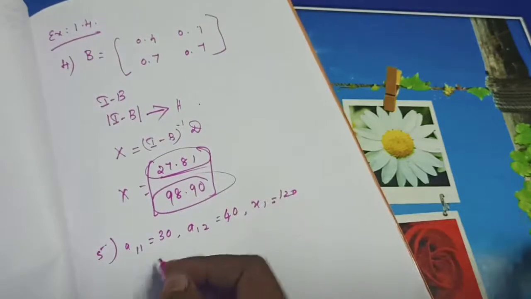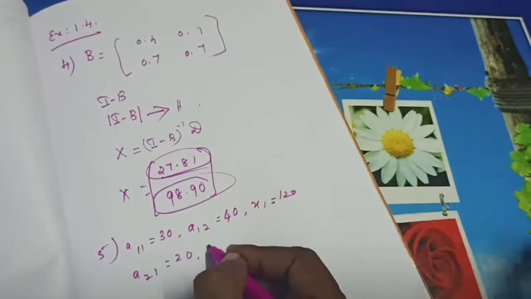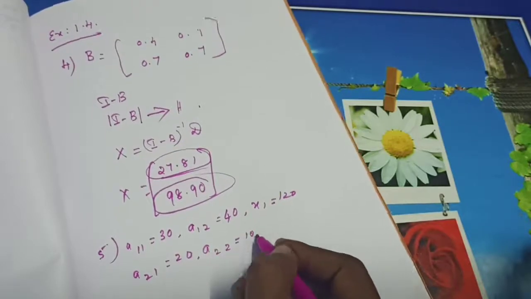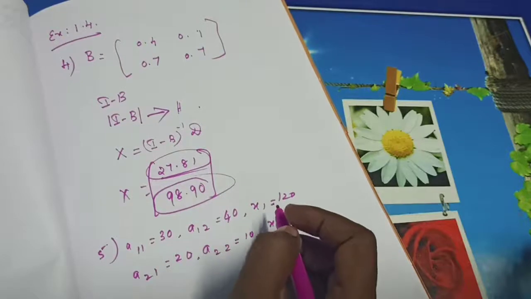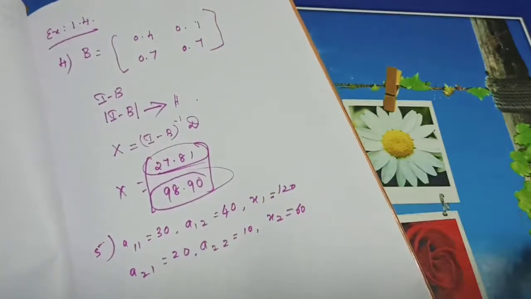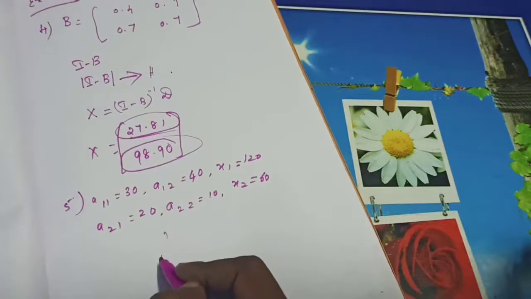One problem in example we have completed. Then A21 is equal to 20, A22 is equal to 10, and x2 is equal to 60. So from this we can form the technology matrix. I taught you in one example how to form the technology matrix, so you form it.